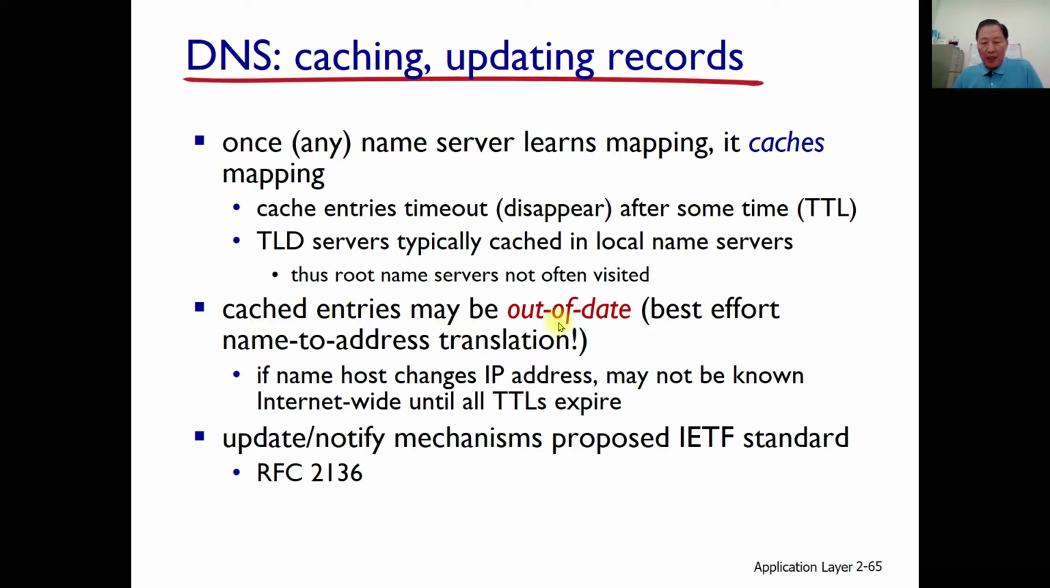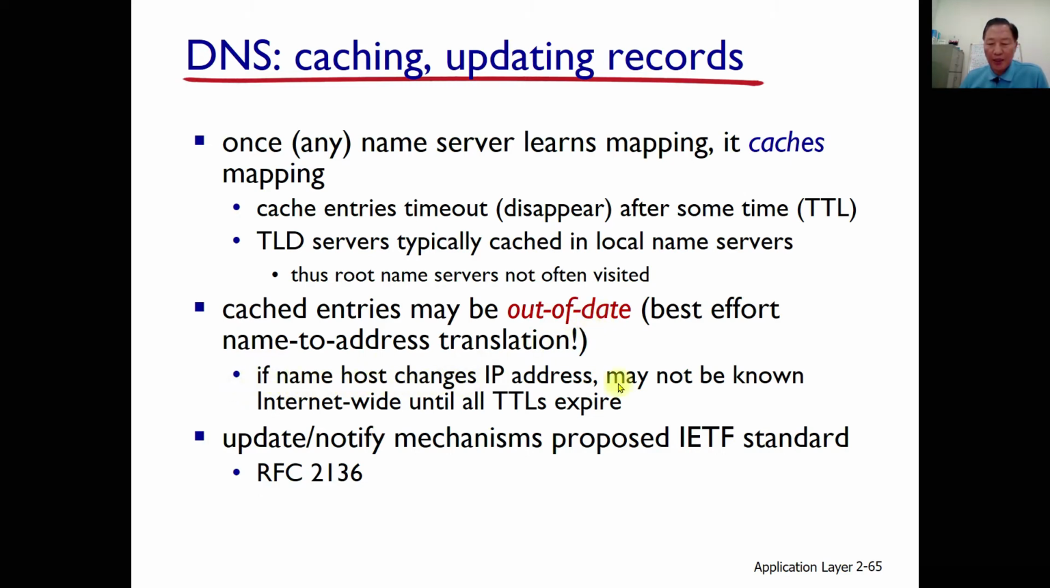Cached entries may be out of date. Sometimes that may be changed, because some domain name's IP address may be changed because of a new movement or a new website or relocation of the server. Then the IP address can be changed. There may be many other reasons, and anyhow that may sometimes be out of date.